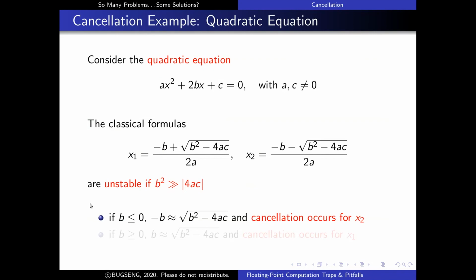If b is less than 0, then minus b will be almost equal to the square root of b squared minus 4ac, so we will have cancellation here. Okay, we have a negative minus a positive, and they may cancel. And similarly, if b is greater than or equal to 0 and b is very near to the square root of b squared minus 4ac, we have a symmetric cancellation for x1.